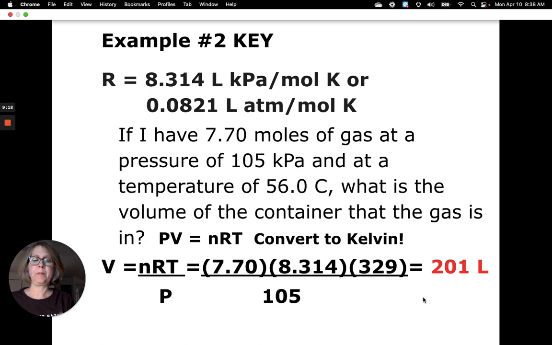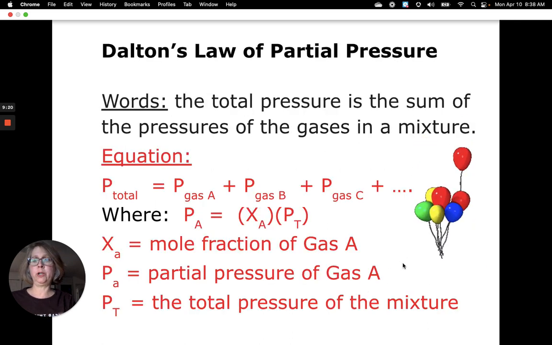Okay. Now we've got one more law to learn in this unit. It's called Dalton's law, or Dalton's law of partial pressure. In words, it says the total pressure is the sum of the pressures of the gases in a mixture. So if we have a container of a mixture of gases, then the total pressure is going to be the sum of the pressures of the gases in the mixture, because remember, pressure is caused by collisions. Depending on how much gas is in the container, it will have a certain number of collisions.